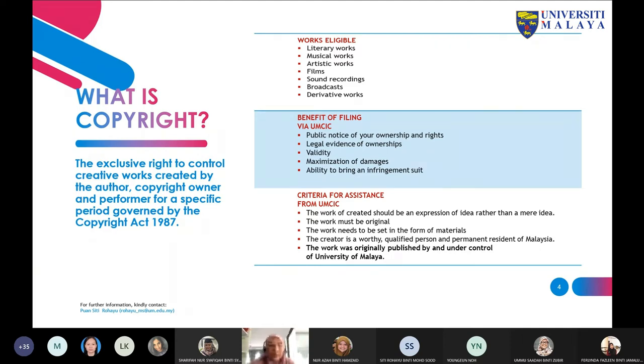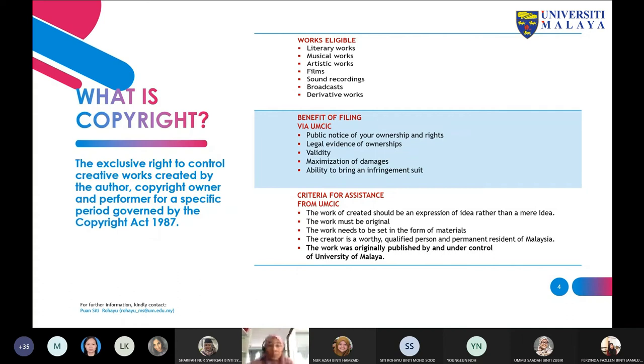And one important feature that we need to understand about copyright is that this Copyright Act actually makes copyright subsist without the need for any registration, any payment or any filing. So we don't have to register for your copyright to exist. In fact, there is no registration system in Malaysia for the registration of copyright. The copyright exists automatically on the creation of a work that fulfills certain criteria.